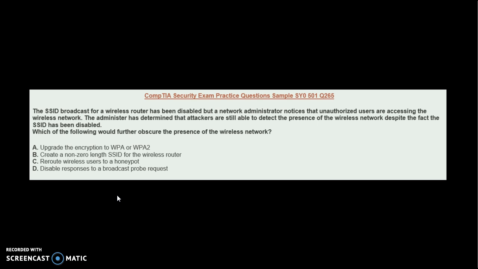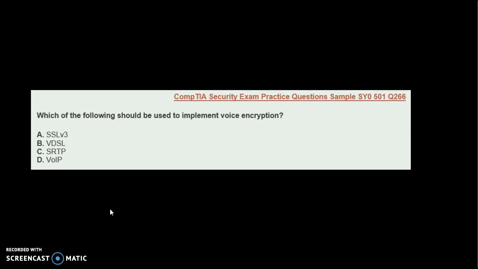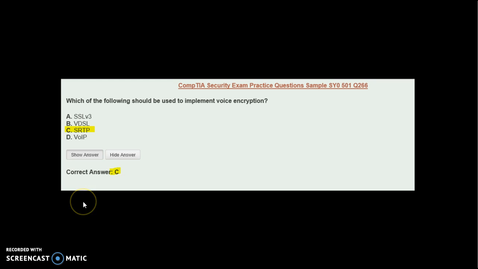The SSID broadcast for a wireless router has been disabled, but a network administrator notices that unauthorized users are accessing the wireless network. The administrator has determined the attackers are still able to detect the presence of the wireless network despite the fact that SSID has been disabled. Which of the following would further obscure the presence of the wireless network? And that is disable responses to a broadcast probe request. Which of the following should be used to implement voice encryption? And that is SRTP. Just think telephone protocol at the end.